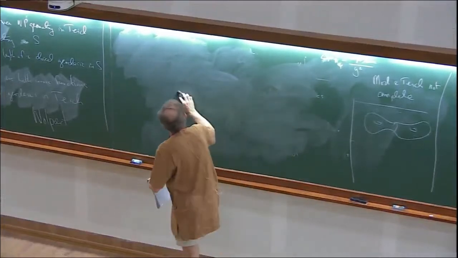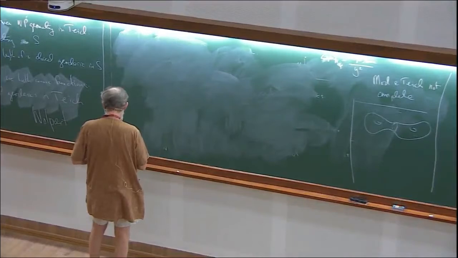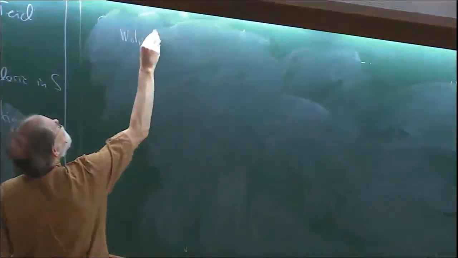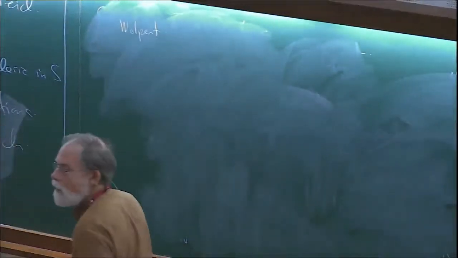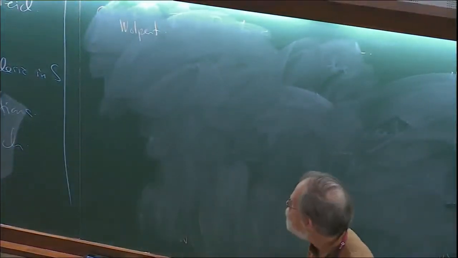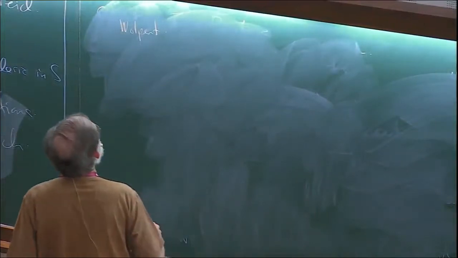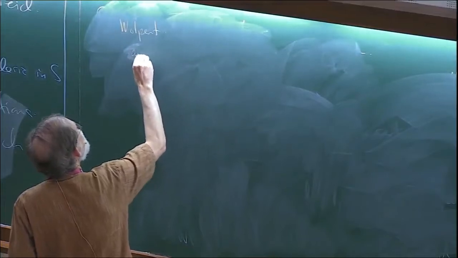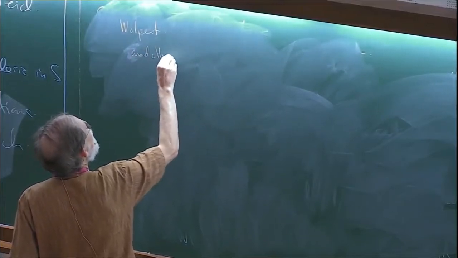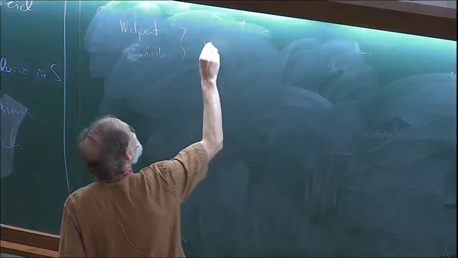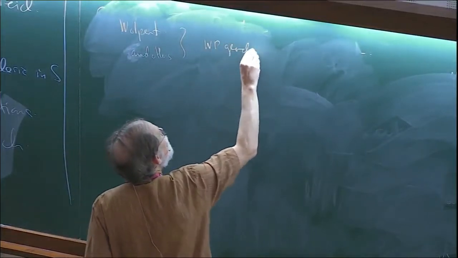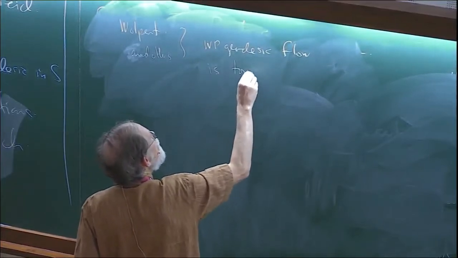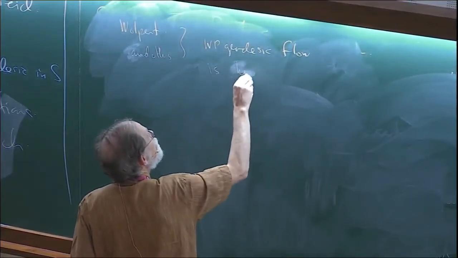Let's see, there were some early results by, I think, Wolpert. And then I can't remember who wrote the general paper. It might be Masur, and others, I will say. They showed that the Weil-Petersson geodesic flow is topologically, I'll say, has a dense orbit.